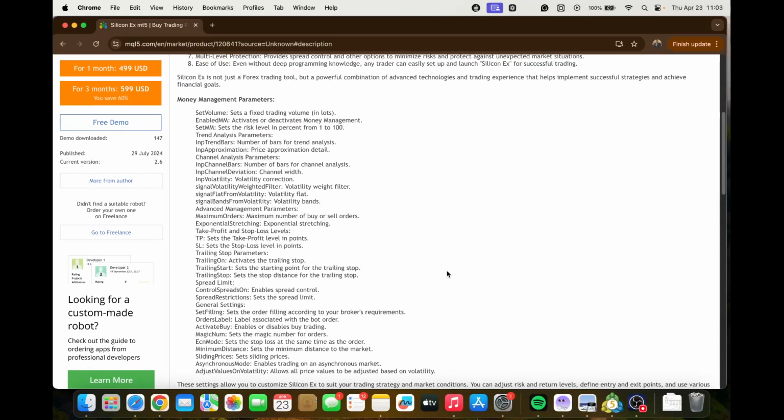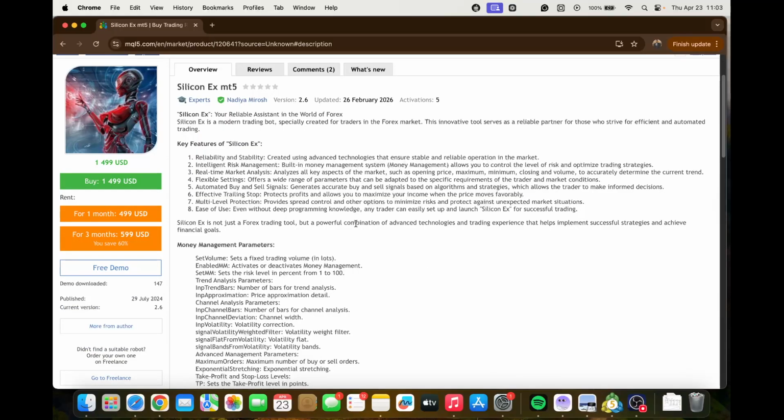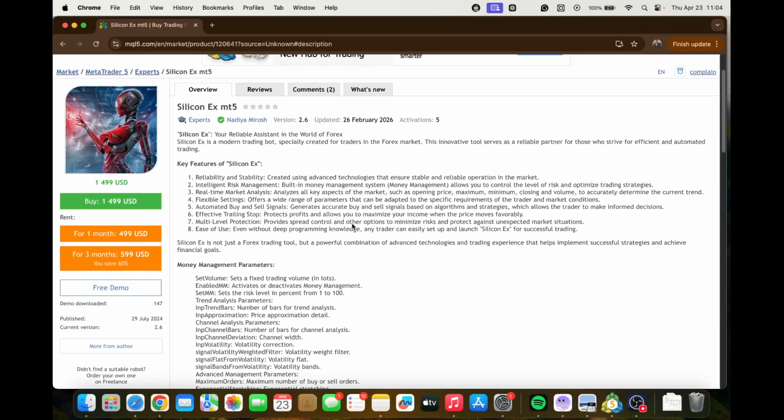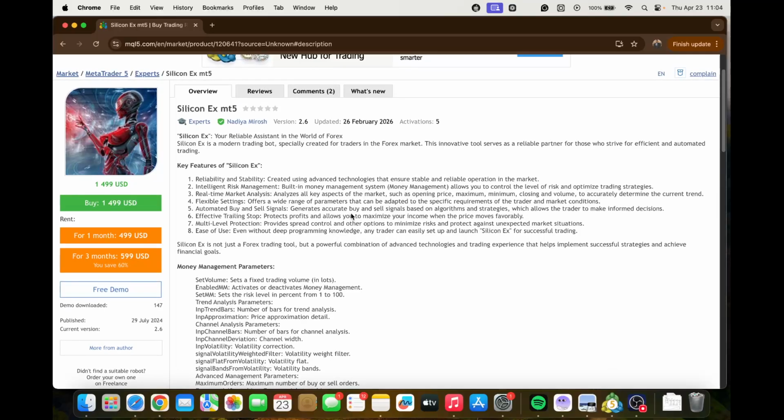So let's have the walkthrough of this strategy. The developer says the EA is built to analyze all key market data, including the opening price, high, low, close, and volume, to accurately determine the current trend. On top of that, it uses channel analysis with adjustable number of bars and deviation width, plus volatility corrections to help it adapt to different market conditions. And it generates automated buy and sell signals based on these trend and channel calculations.